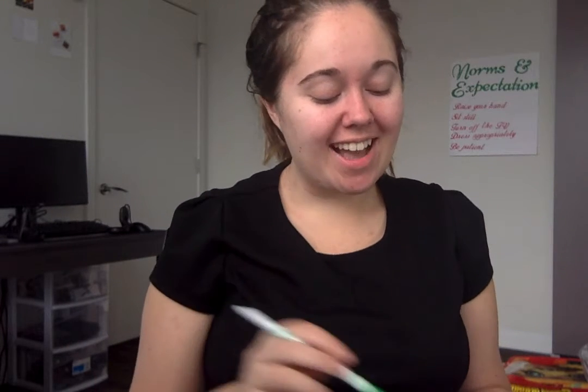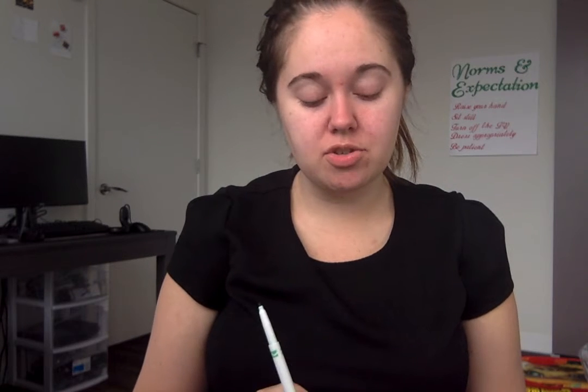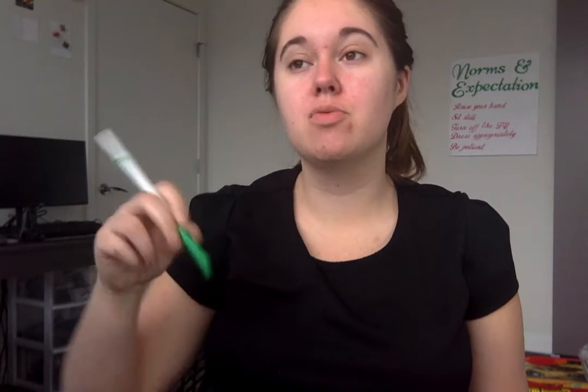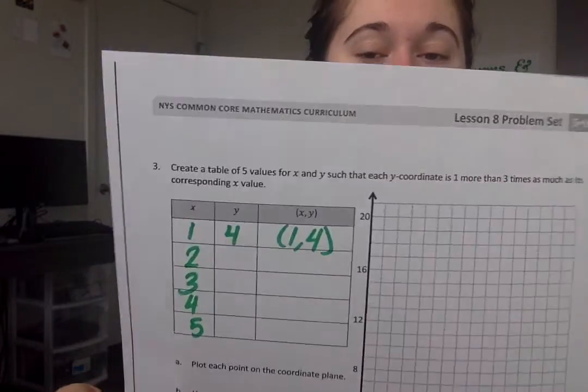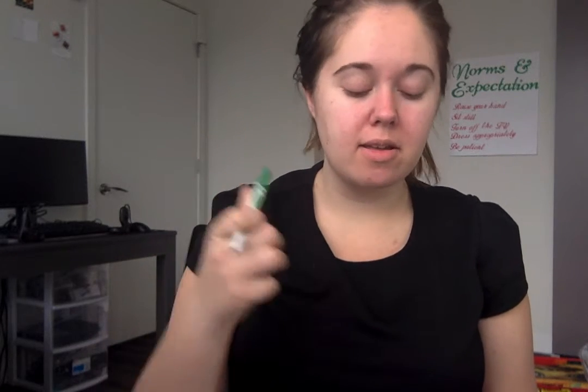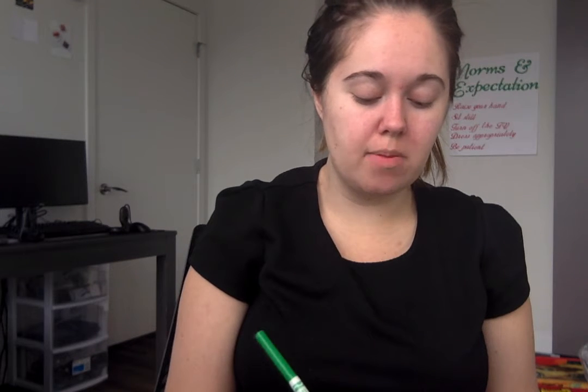So, if x is 1, y is 1 more than 3 times as much as the corresponding x value. So, what's 3 times as much as 1? That's 3. But it's 1 more than that, so really y would be 4. 1, comma, 4. For the next one, 2 is the x value, so y would be, well, 2 times 3 is 6, plus 1, 7. So 2, comma, 7.